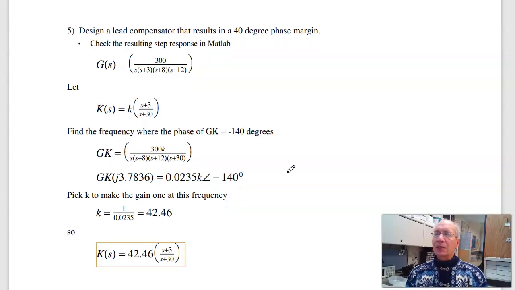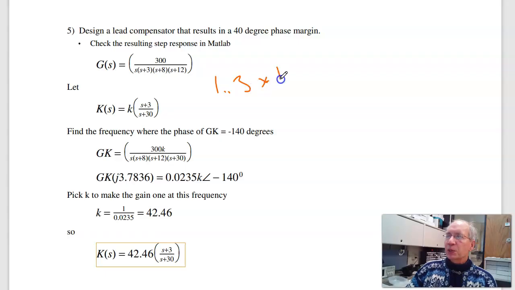Now design a lead compensator. So I'm going to take a shortcut. Here's the pole that's causing trouble. Put the 0 to cancel that pole. What I could also do is 1 to 3 times my resonance. My resonance was 1.7 radians per second. So put the 0, 1 to 3 times 1.7. 3 is in that range, so that works.